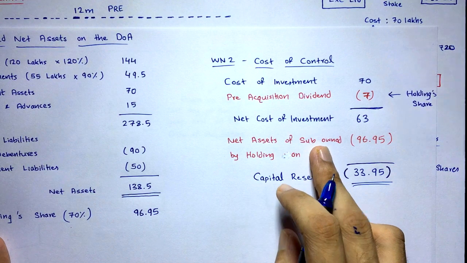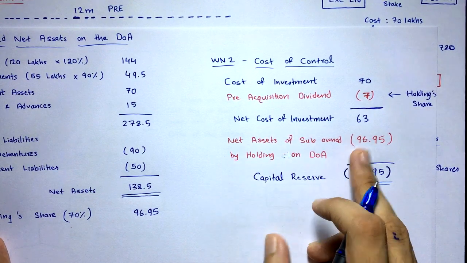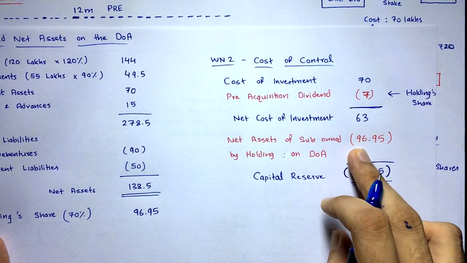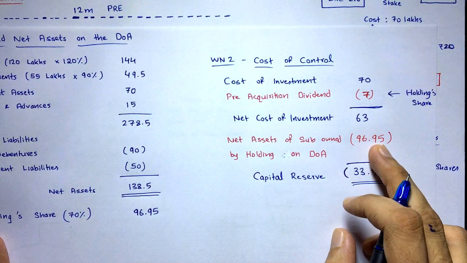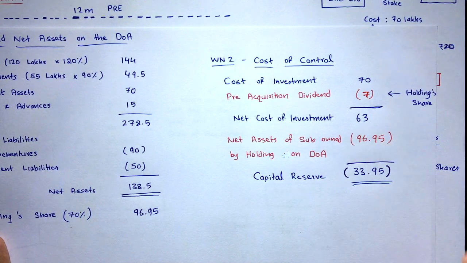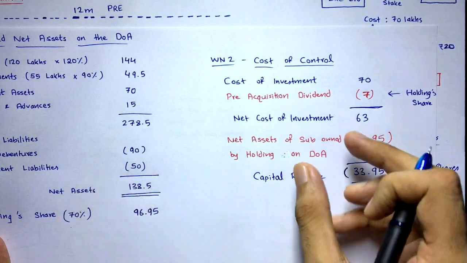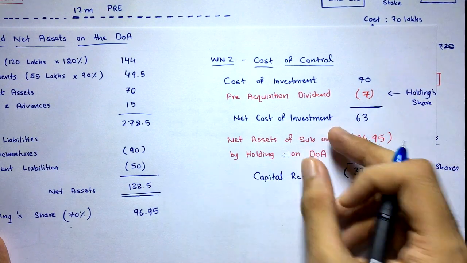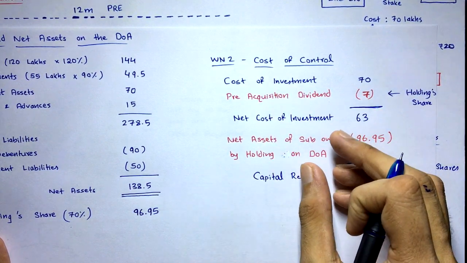Net asset of subsidiary owned by the holding on date of acquisition, 96 lakh 95,000. Yes. Now mostly what used to happen, we used to get this from the AOP, statement of net assets, analysis of net asset, or AOP. From there you used to get this.